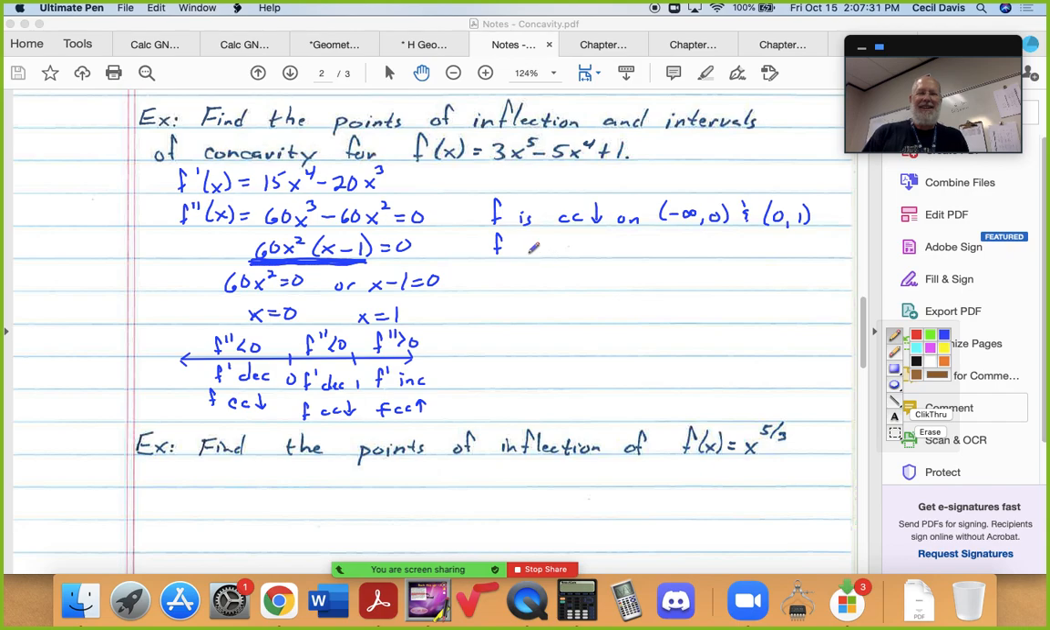And it's concave up on the interval from 1 to infinity. And because we have a change in concavity at a point that's defined on the graph, we say that f has a point of inflection, which is usually abbreviated POI, P-O-I, at x equals 1.